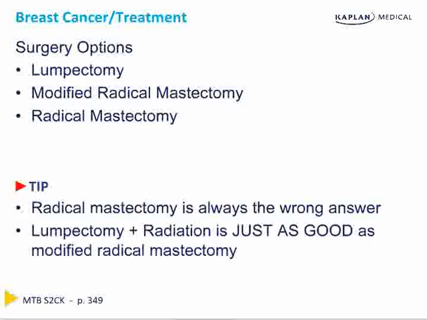The other thing to remember about these surgical options is that a lumpectomy followed by radiation therapy gives just as good an outcome as a modified radical mastectomy. So in this case, for early stage breast cancer, the treatment option is really left up to the patient. If the patient would rather spare as much breast tissue as possible, she can have a lumpectomy followed by radiation.